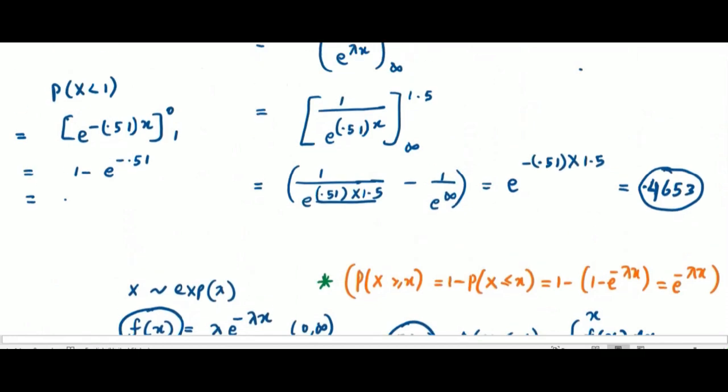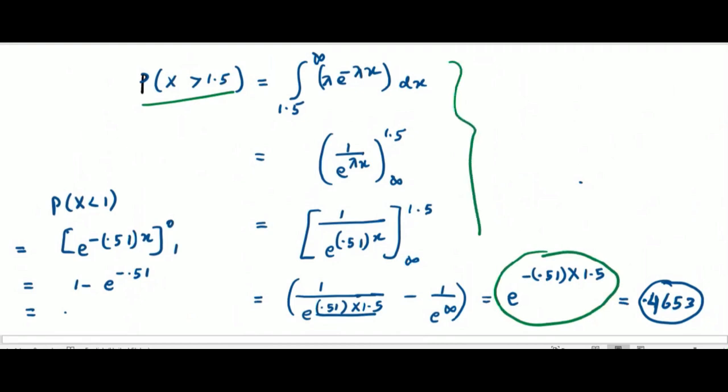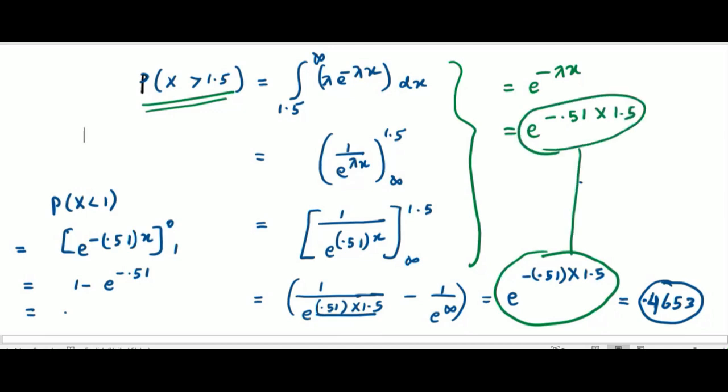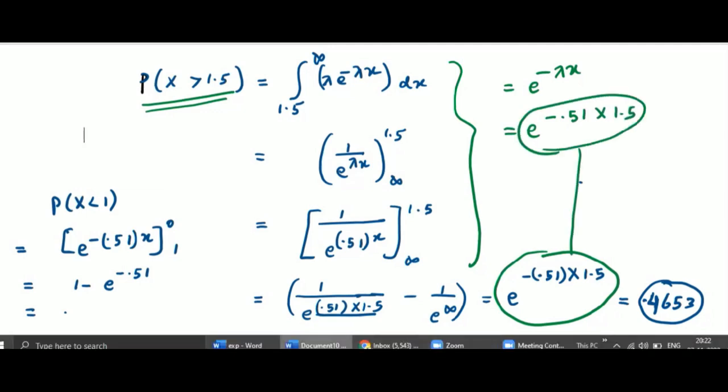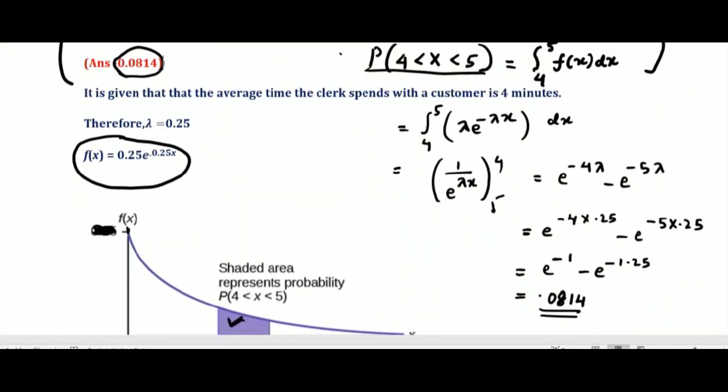Suppose we found this one here, probability X greater than 1.5. Even you can check, we wrote the same thing here, right? So this much is not necessary. Directly you can write e power minus lambda x whenever you see some greater than thing. And lambda is 0.51 here, and x was 1.5. See, matching, right? Even in most books, if you see, they do this problem that way.